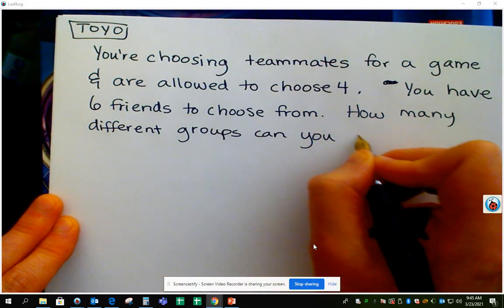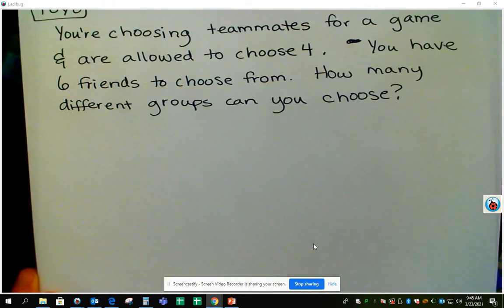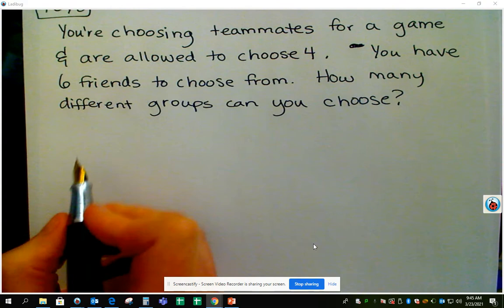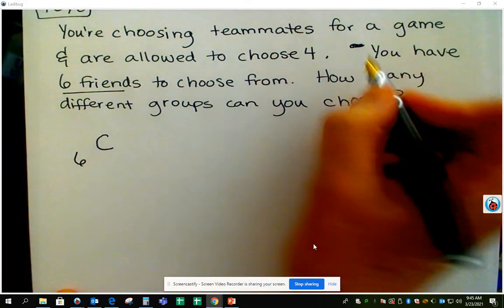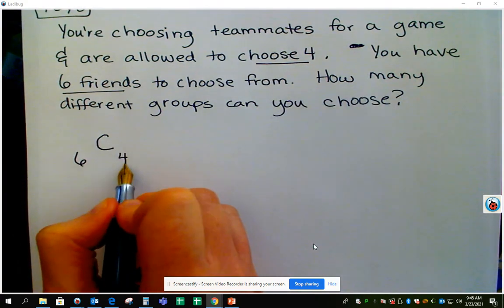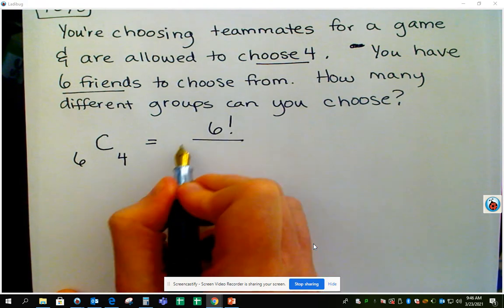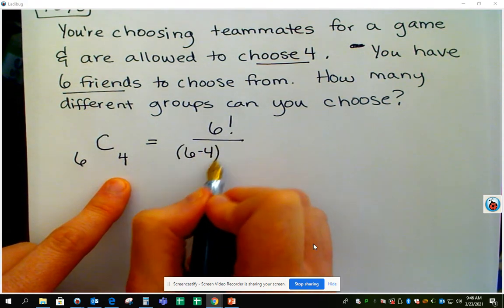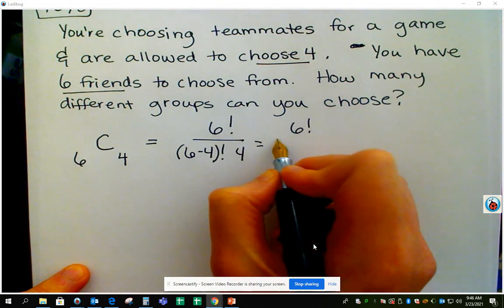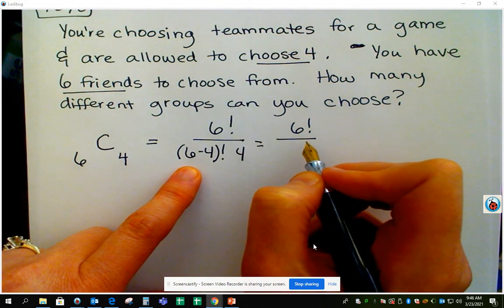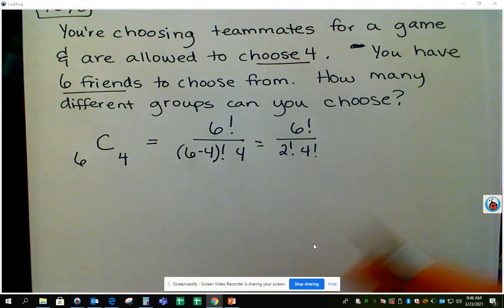Okay, so try pausing the video and try this on your own. Hopefully you've paused and you're back. Let's solve it together and check your work. So we're making a combination of 6 taken 4 at a time. Okay, 6 goes on top, then 6 minus 4, and then 4. I'll simplify that. That's 6 factorial, 6 minus 4 is 2 factorial, and 4 factorial.